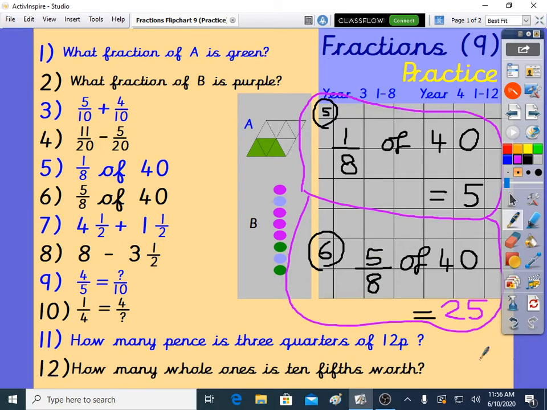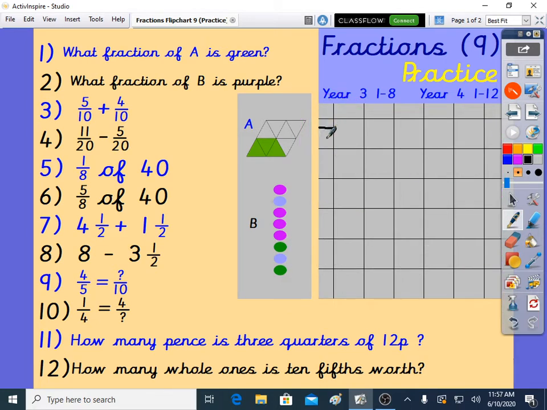5/8 is bigger than a half. A half is the same as 4/8. That's why 25 is more than half of 40, because half would be 20. You might not understand all of that, but that's just a little check that I do to prove that 5/8 of 40 is 25. Let's go on to question 7.